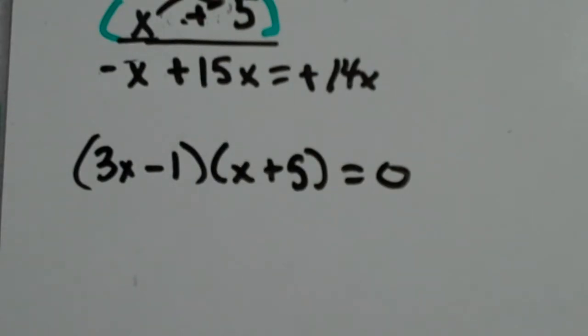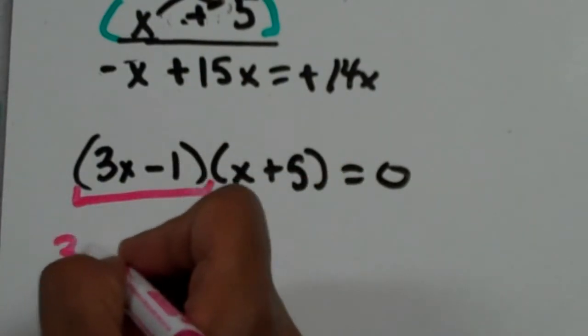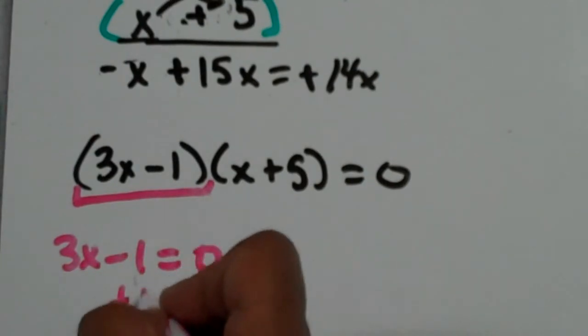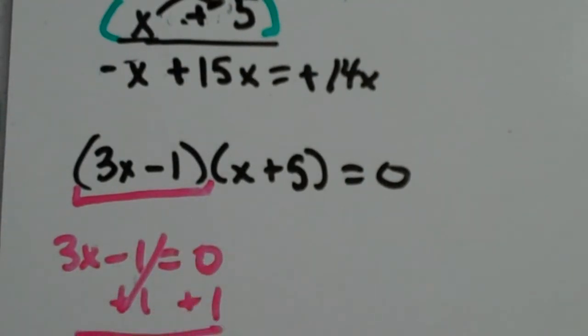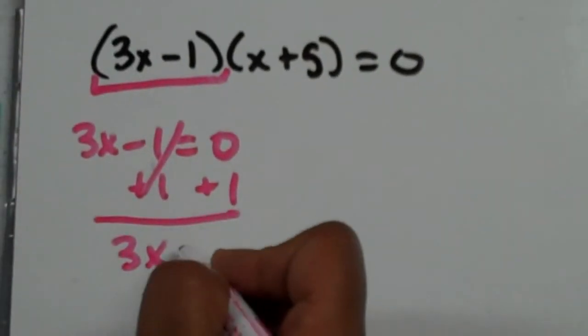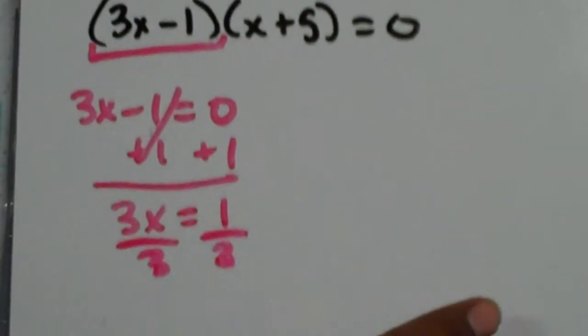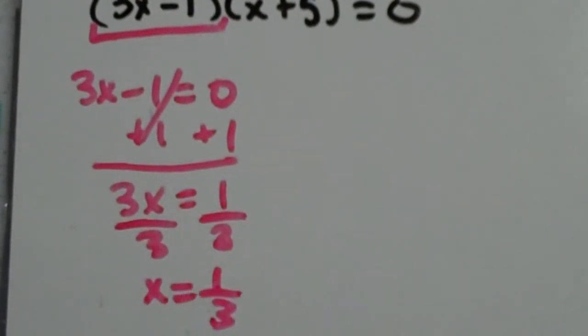So again, we take each factor and we set it equal to 0. So we have this factor, which is 3x minus 1 equal to 0. We add 1 to both sides. We get 3x is equal to 1. And then we divide by 3. So one value that works is when x is equal to 1/3.